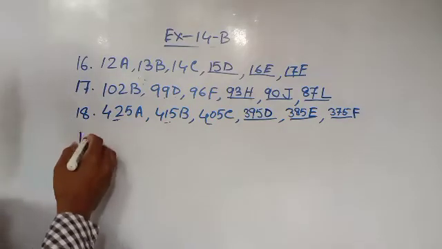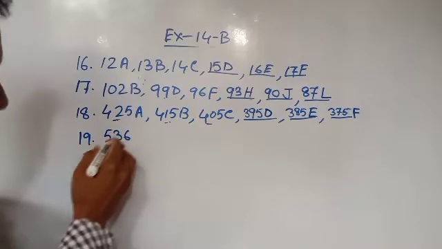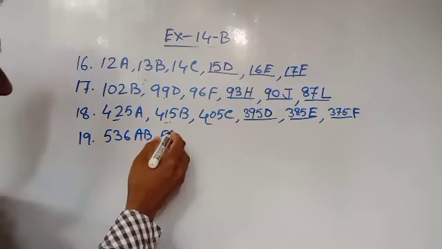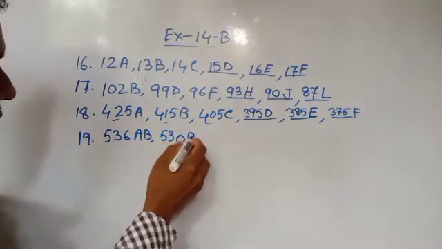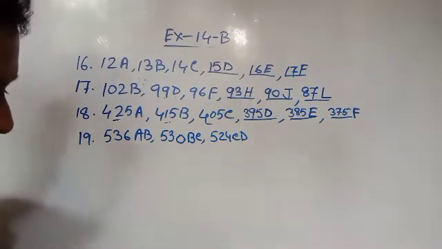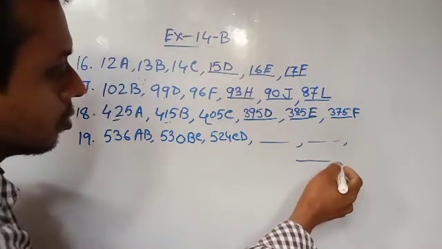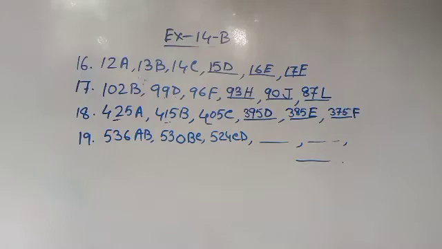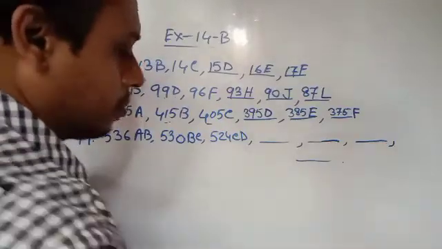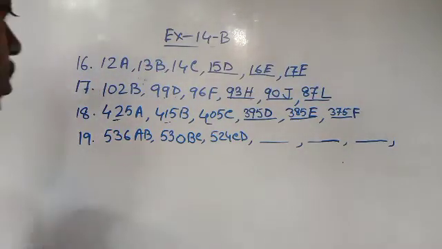Number 19. 536AB, then 530BC, 524CD. Next three terms you have to write. Okay, we can write here, no problem. Now, see the numbers first.